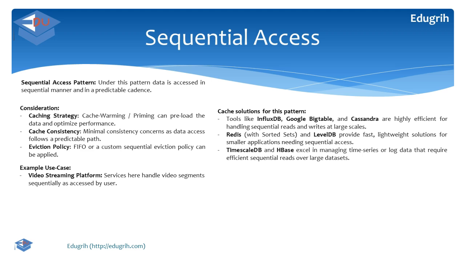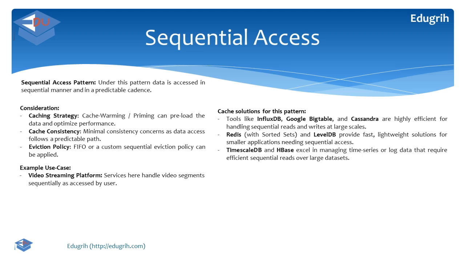Redis, with sorted sets, and LevelDB provide fast, lightweight solutions for a smaller application needing sequential access. TimeScaleDB, HBase excel in managing time series or log data that require efficient sequential reads over large data sets. So if you are dealing with building a system design for a trading platform where time series data of the stocks are coming in, either TimeScaleDB or HBase can be utilized.